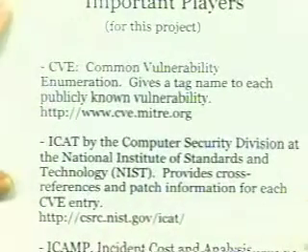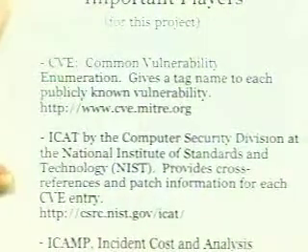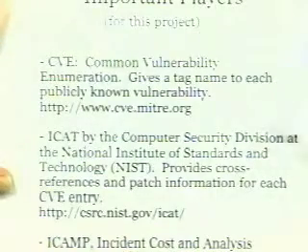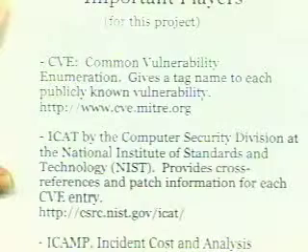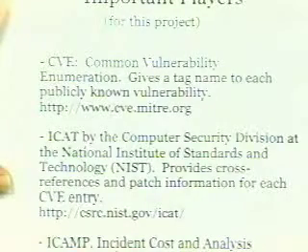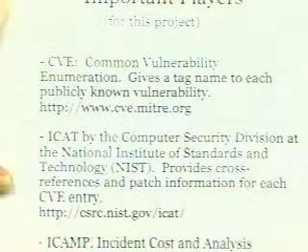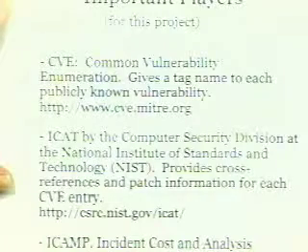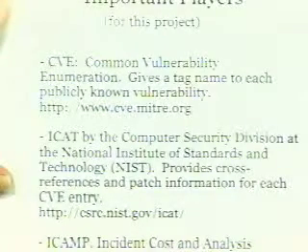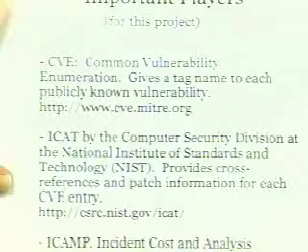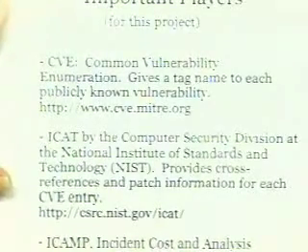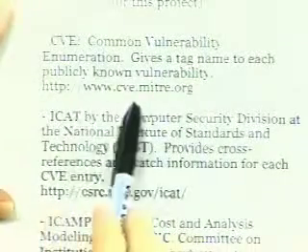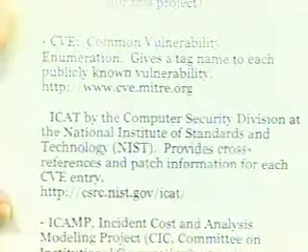So here are the important players in this area. The first is the CVE, the Common Vulnerability Enumeration. It's a tool that gives a tag name to all publicly known vulnerabilities. It consists of a board of editors that reviews the vulnerabilities and votes on them as being properly described. And the list is accessible here at this URL.